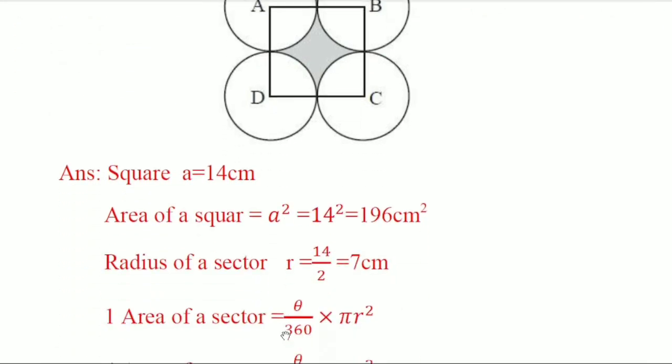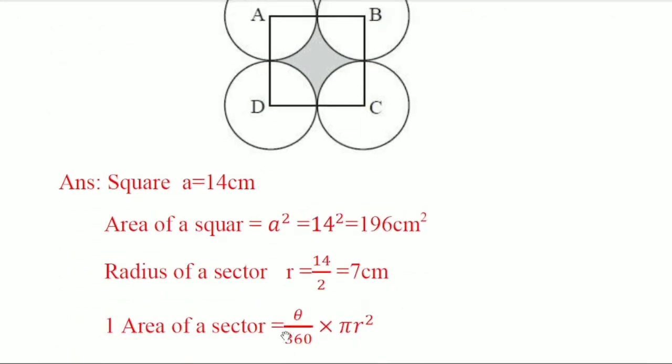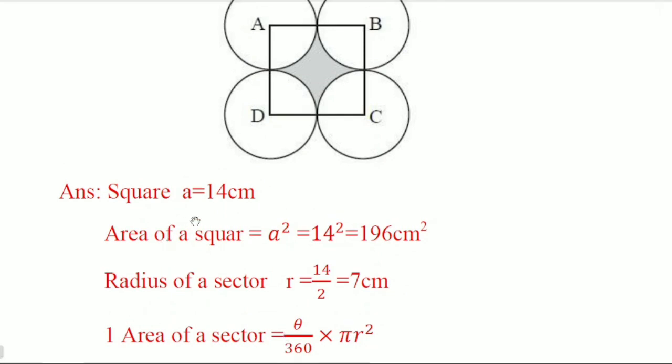In the given figure, they have given the side of the square is 14 cm. So write it: a equals 14 cm. So first you find out the area of a square. So area of a square equals a square. So a is nothing but 14. 14 square is nothing but 196. So 196 centimeter square is the area of a square.